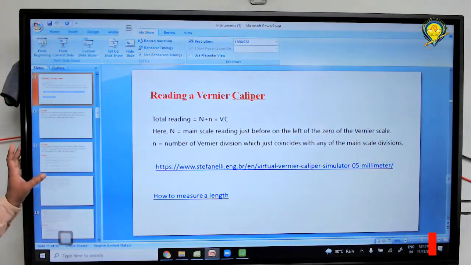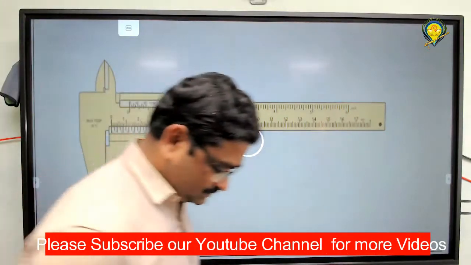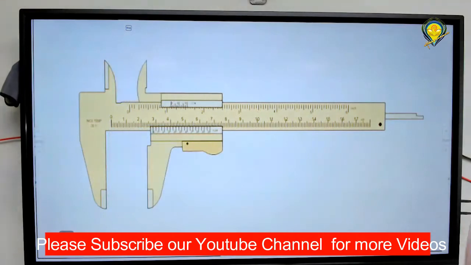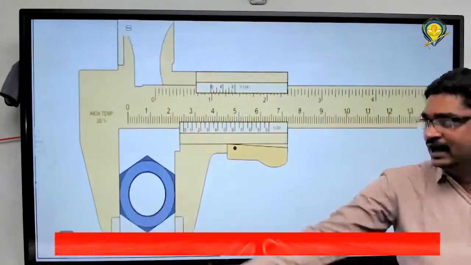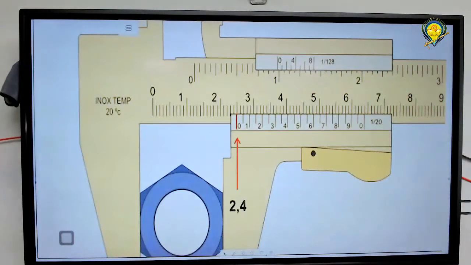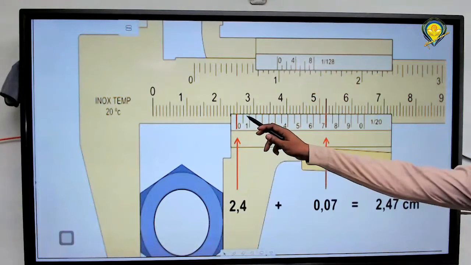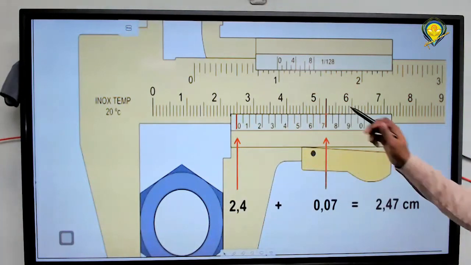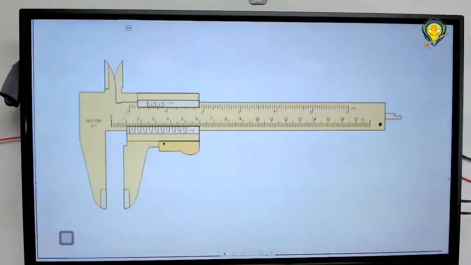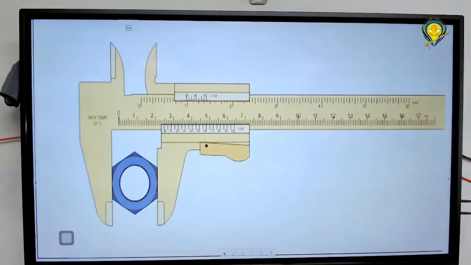Next one. Go through the examples. Screw gauge discussion, total reading measure data. Now check this one. So how to measure total reading in the case of a vernier caliper? This is the process. First we need to fix the object there. After that we need to measure the main scale reading. It shows 2.4, not 2,4. That is 2.4, the main scale reading. Next, vernier coincidence is 7. If you multiply that with the least count, then it becomes 0.07.